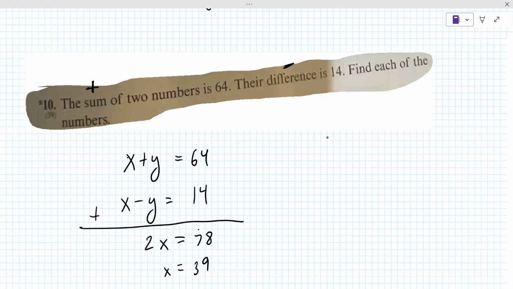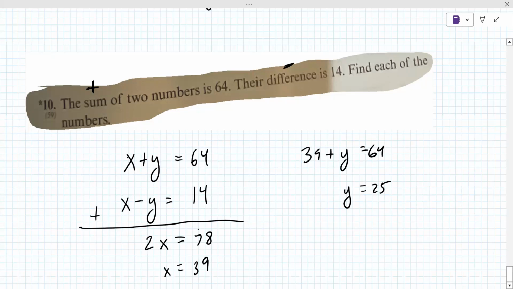You have to find the second number. You go back to either equation to do that, and just do either one. The first one, sure. So 39 plus y equals 64. 25. Yes. So those are your two numbers.